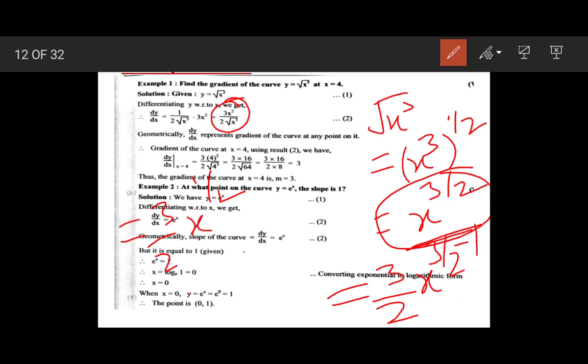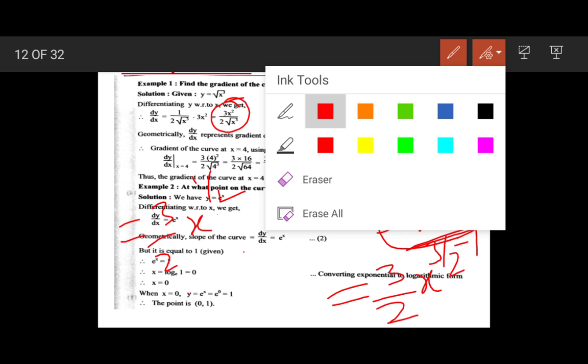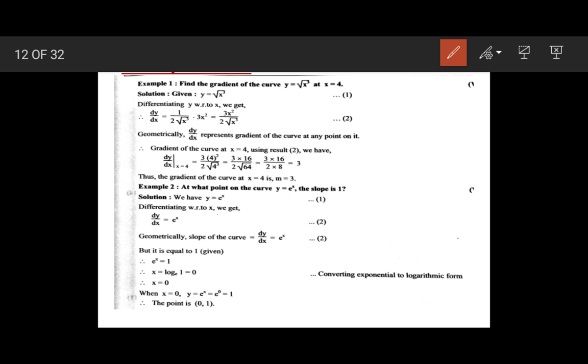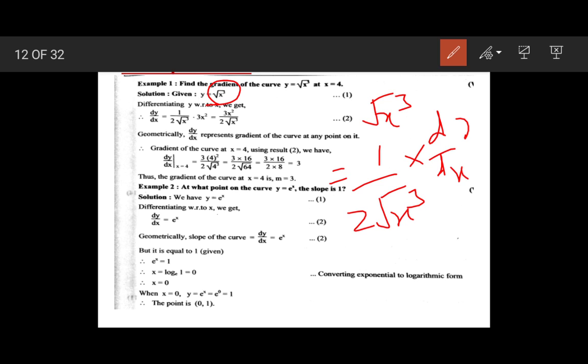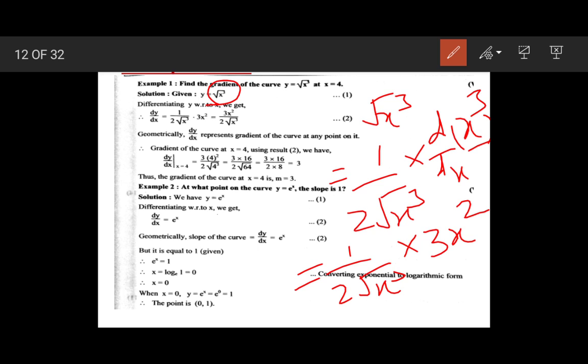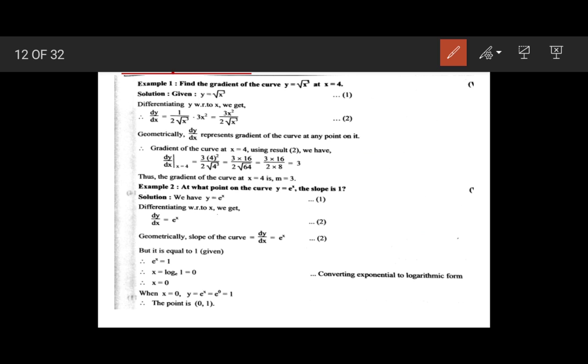Now they have found this dy upon dx by using the composite rule. The derivative of root of x cube is equal to 1 upon 2 root x cube into the derivative of x cube, using the x raised to n formula, so 3x square. So we get 3x square upon 2 root x cube. That is very complicated, so it is better to simplify first and then find the derivative. So what I am going to do is write this root of x cube as x cube raised to 1 upon 2.